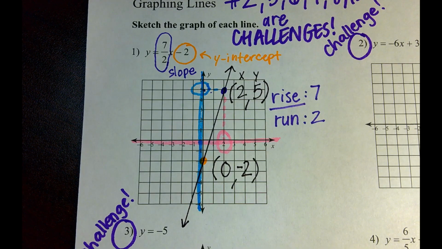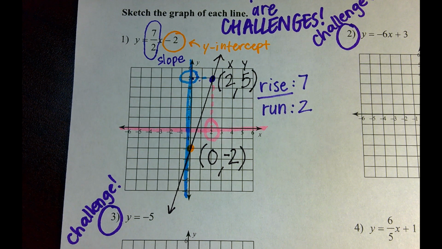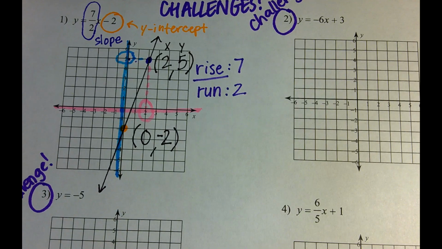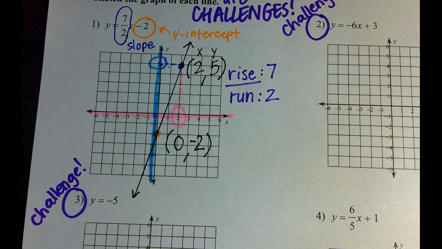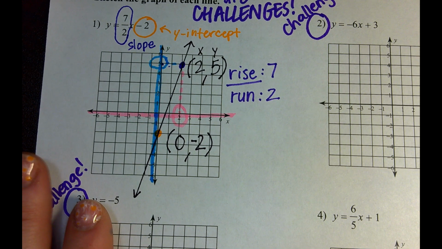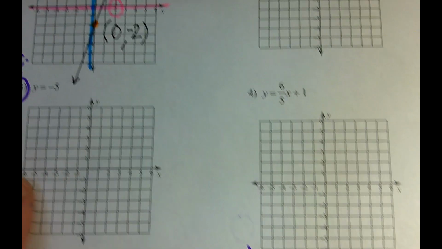Okay, so let's skip over the challenge ones for now. We're going to come back to those in a bit. So I'm not worried about 2 or 3 just yet. Can I move down to number 4? Does anyone still need to see this? Okay, I'm going to scooch my paper down to 4.